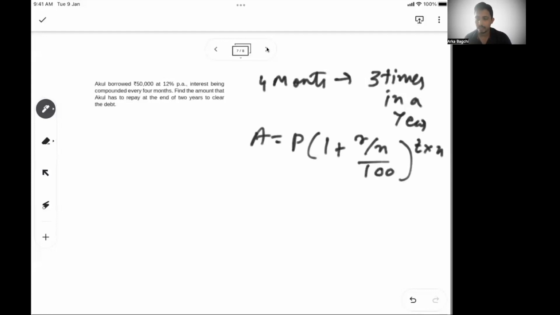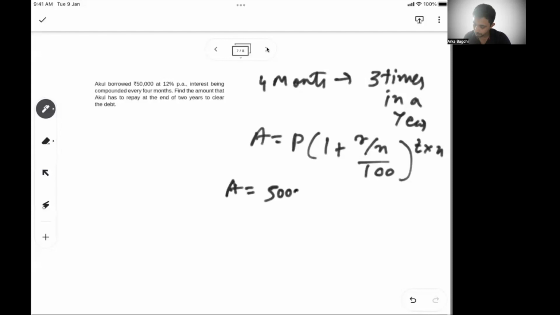But if you see in a bank, it gives you a quarterly interest rate. So that is compounding happening 4 times a year. Now here they said compounding happening 3 times a year. So N should be 3. A is basically what you need to find.